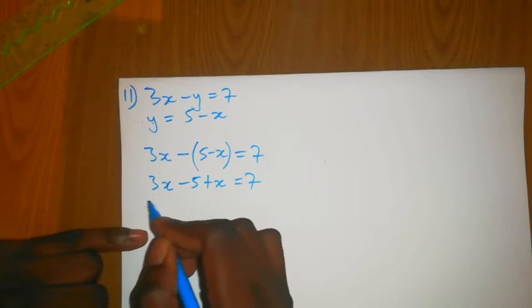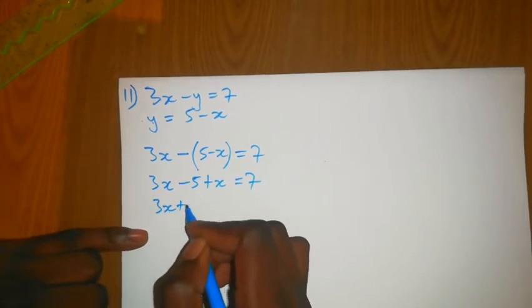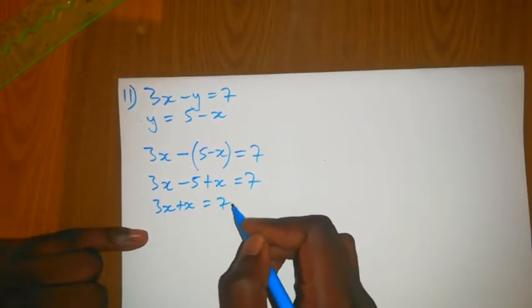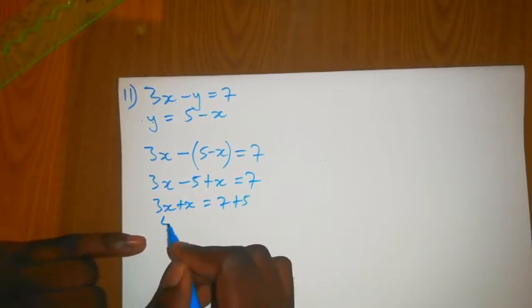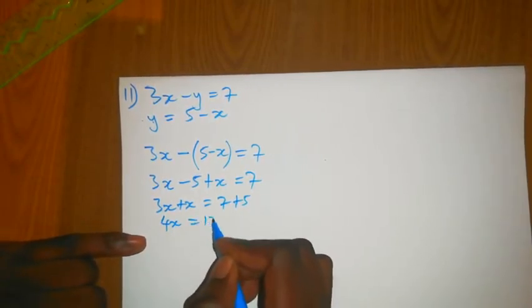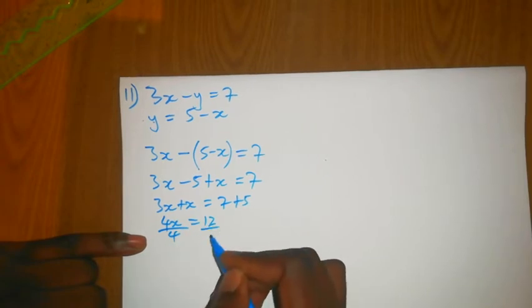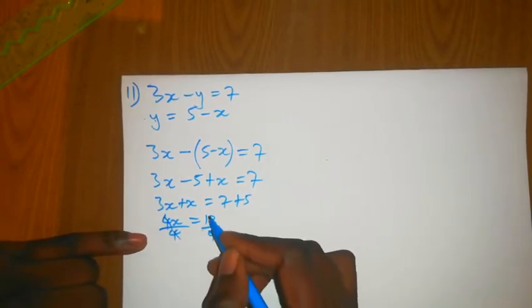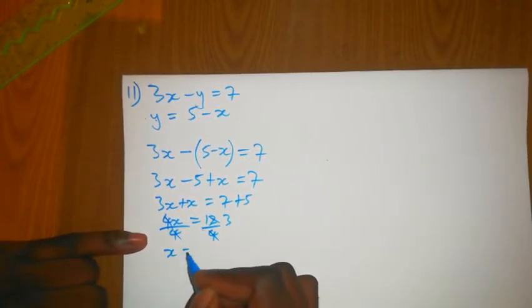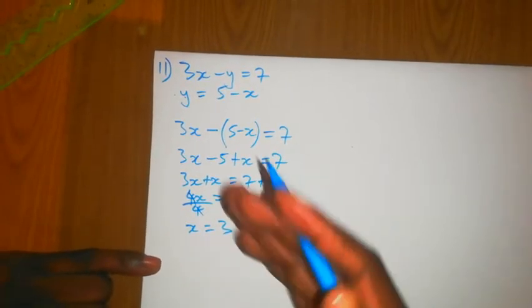I will then collect my like terms. 3x plus x is equal to 7 plus 5. 4x is equal to 12. Then divide both sides by 4. By 4, I'm going to obtain my 3. So my x is equal to 3.